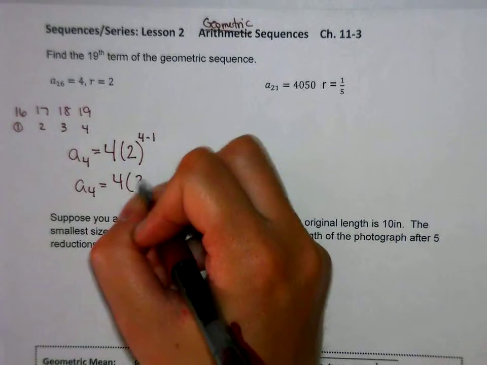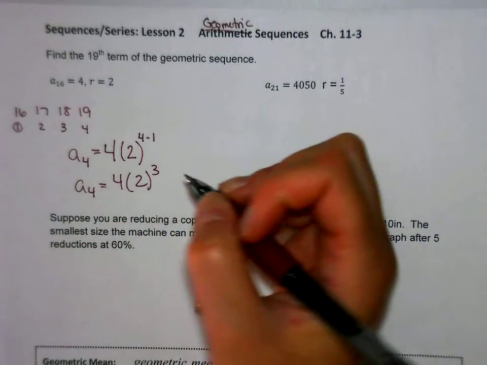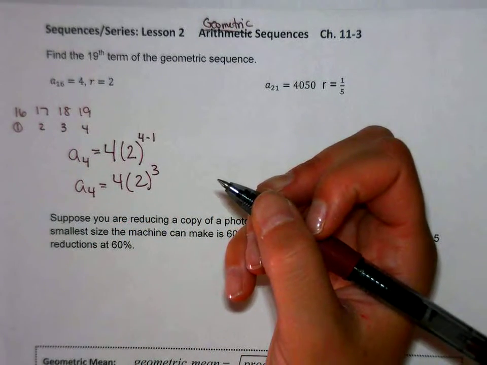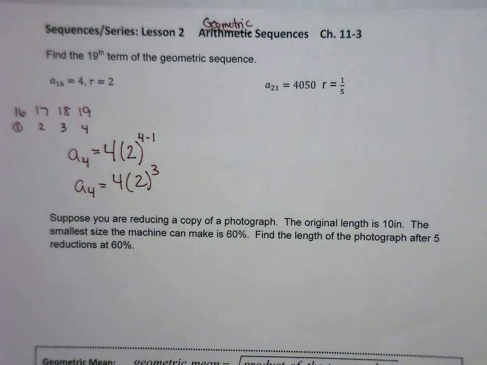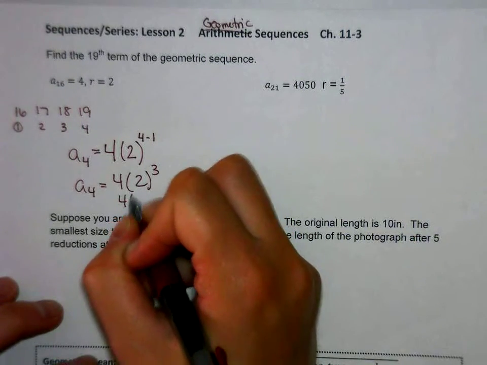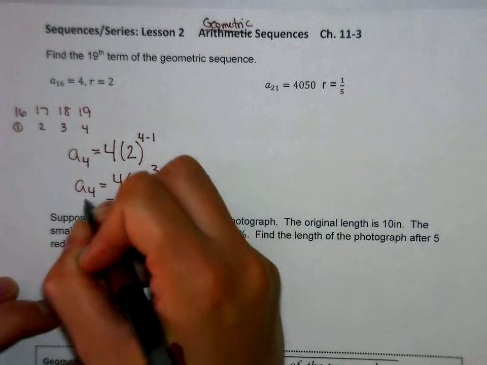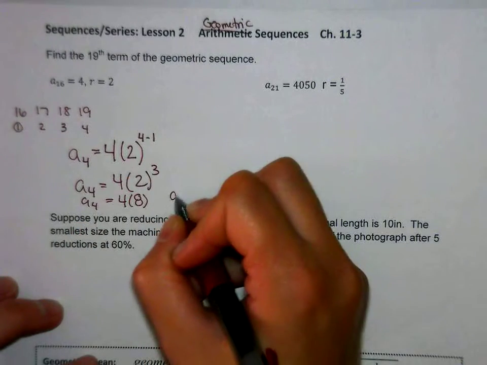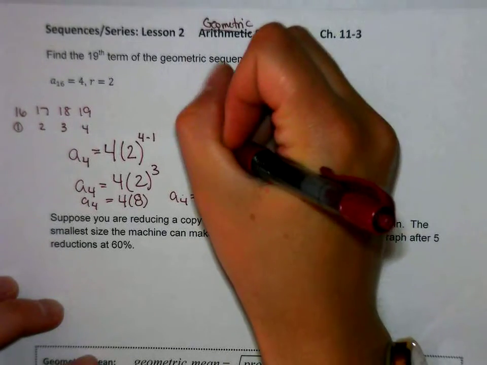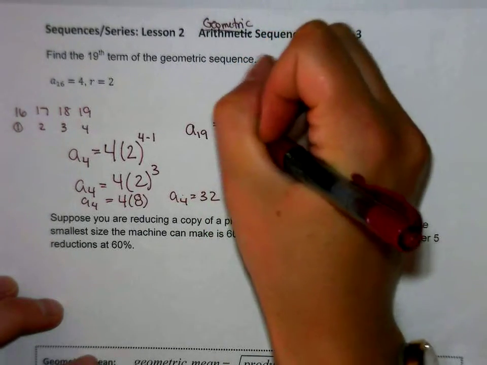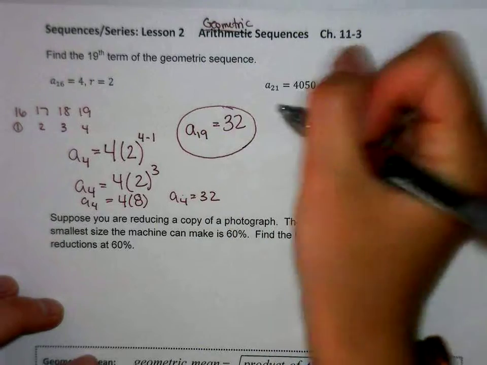So 4 times 2 to the third power, and 2 to the third power is going to be 8, and 4 times 8 is 32. So our 19th term is 32.